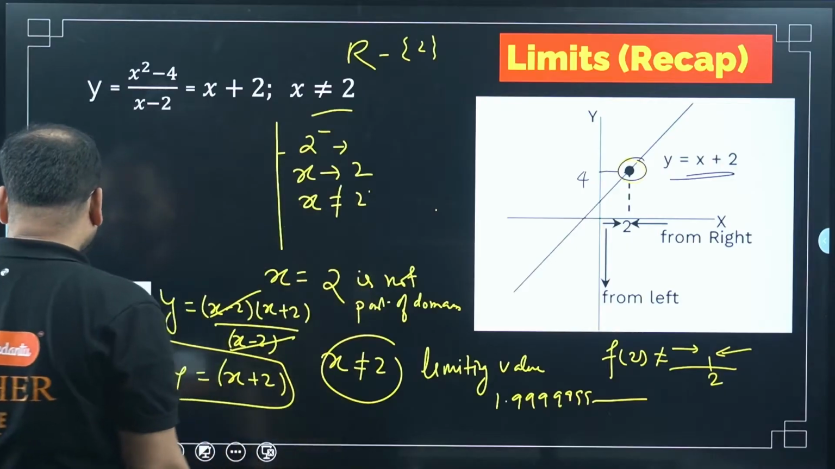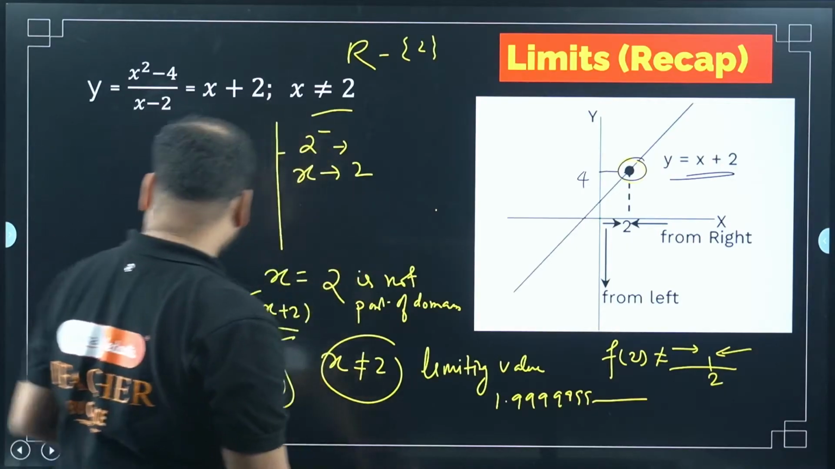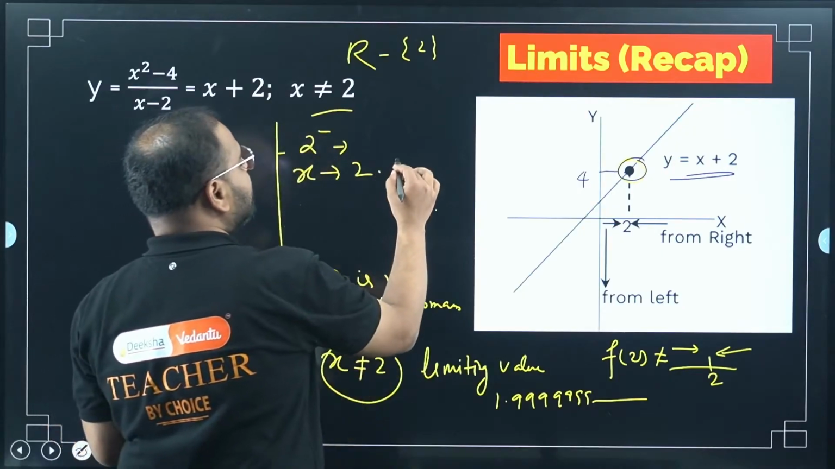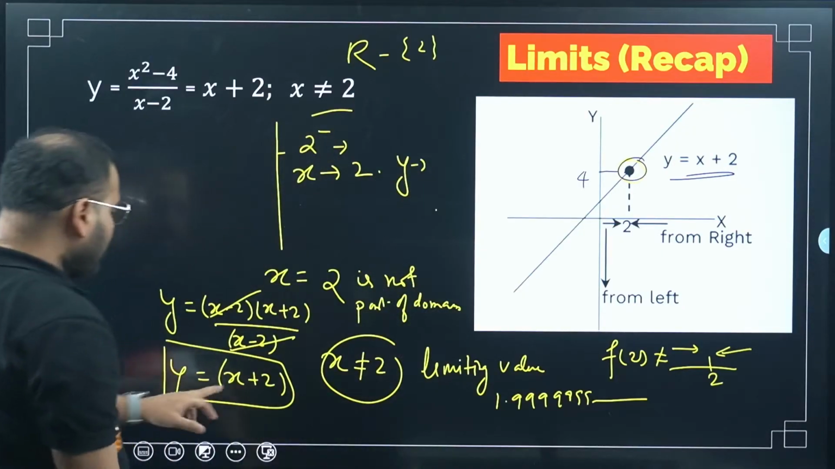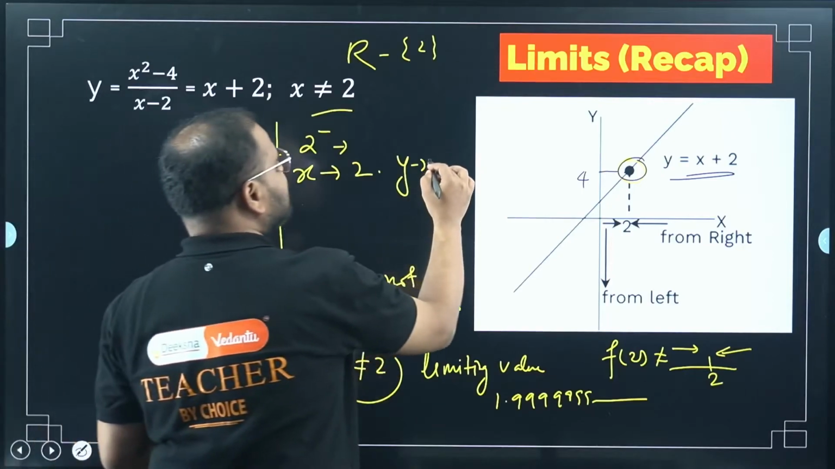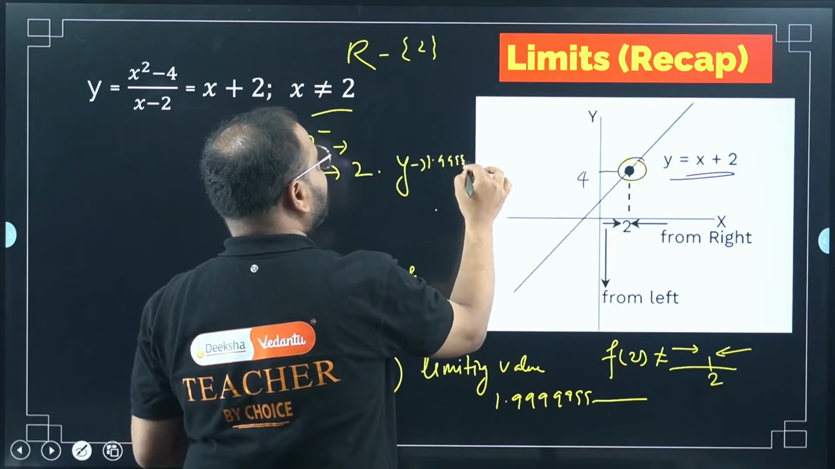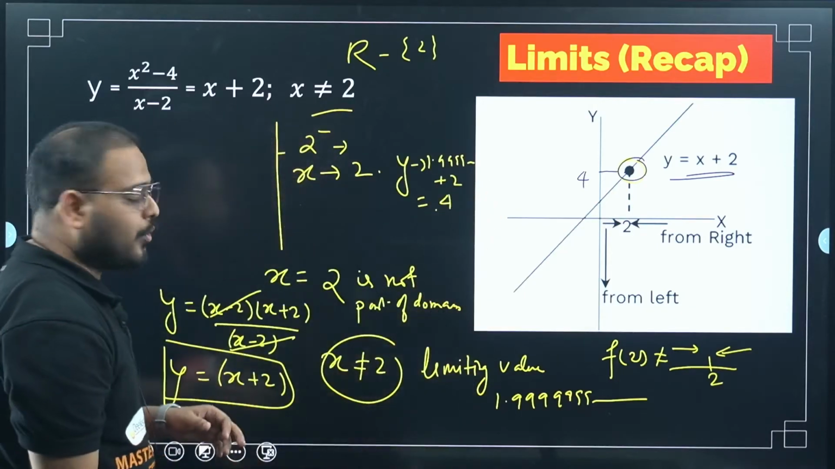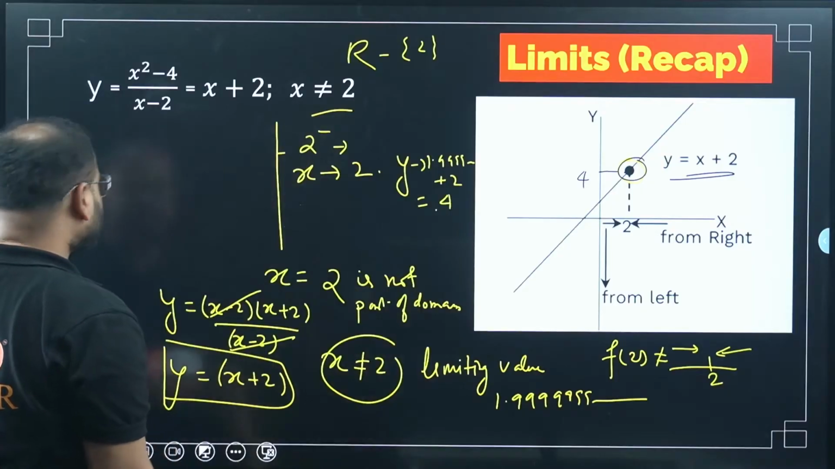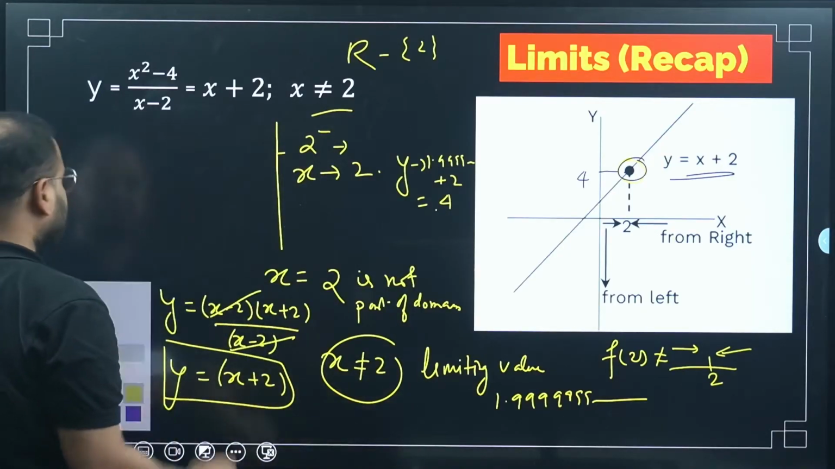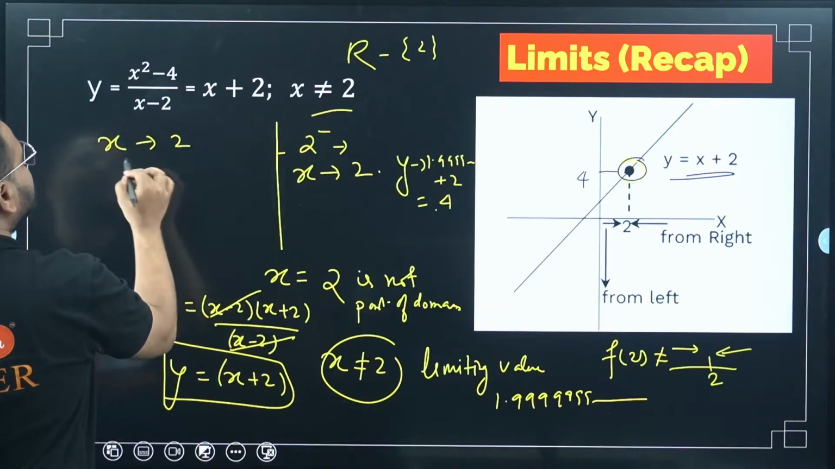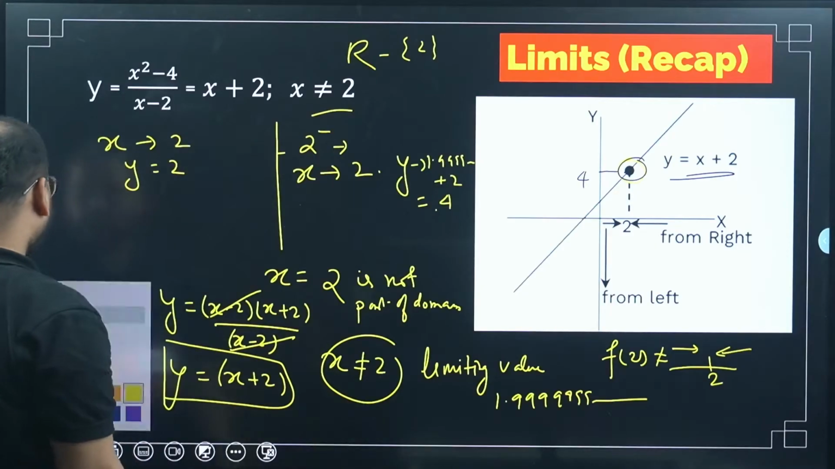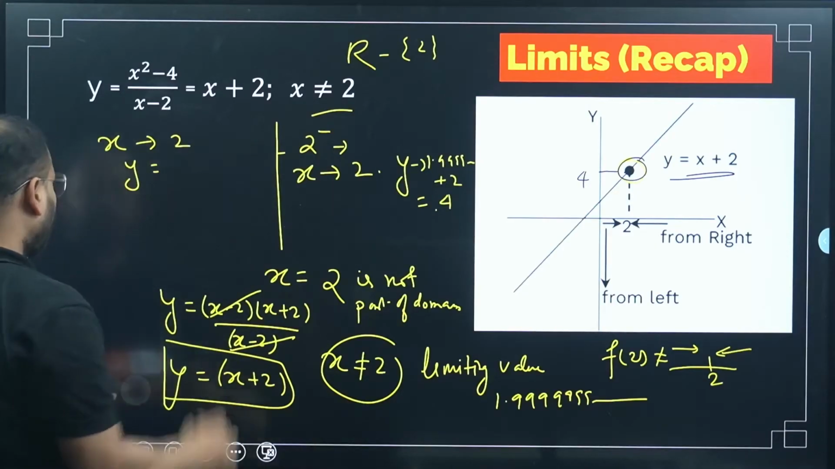It means that x is trying to reach as close as possible to 2, but not actually equal to 2. What happens to the function? Check here. What happens to y? y will be 2 plus 2, right? If I take a number 1.999 and never ending, plus 2, how much is that? It'll be 4. So basically I can summarize this: if x is tending to 2, what is my value of y? y is becoming 4.